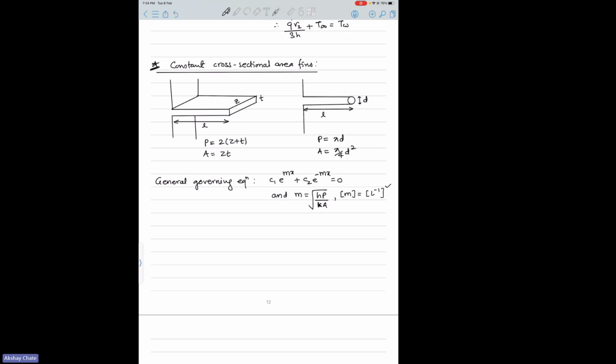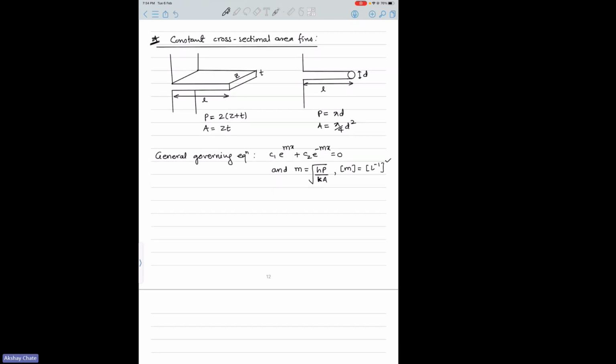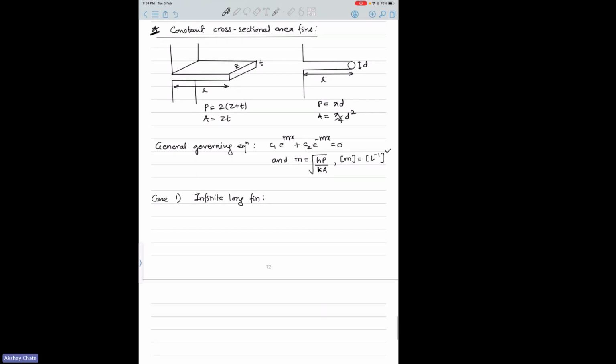You have the big formulas from the class, but I'll focus my attention on three cases. Case one is infinite long fin. So in that case, your theta by theta 0 becomes e to the power minus mx, and heat transfer from the fin becomes under root hpkA into theta 0.